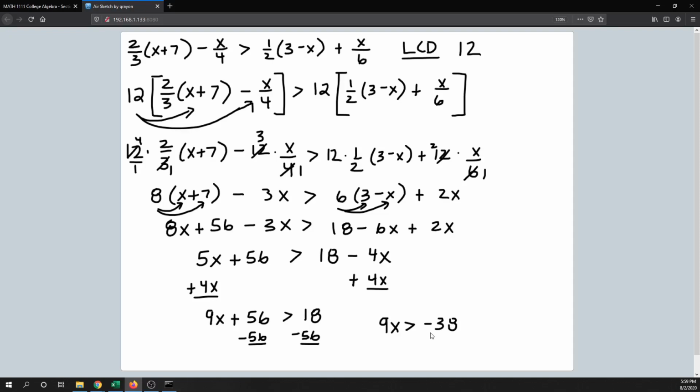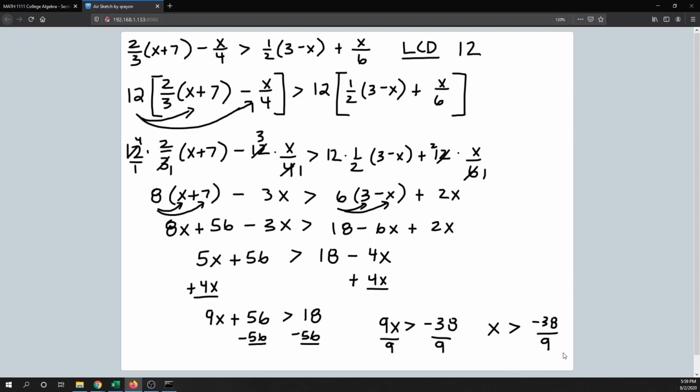And so then I can finally use the multiplication principle. I'm going to divide both sides by 9. And so I get x is greater than negative 38 ninths. All right, and so I've got x by itself on one side, which is what I wanted to do. And I need to make sure to see if this is reduced. But it definitely is, right? 9 is 3 times 3, but 3 doesn't go into 38 or negative 38 evenly, so that's reduced. All right, so this is our solution.